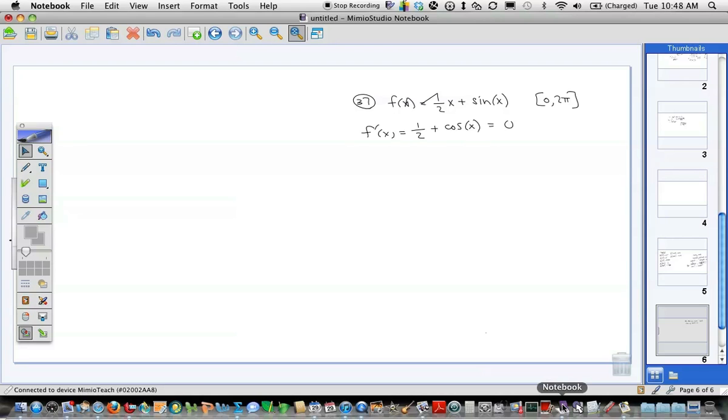Solve it. Now this worksheet you're going to get tomorrow is going to have a bunch of these, just solving these problems. Practice solving, because you have to be able to solve. So what do we do in this one to solve? Move the 1/2 over. So we want to find when cosine is equal to negative 1/2.